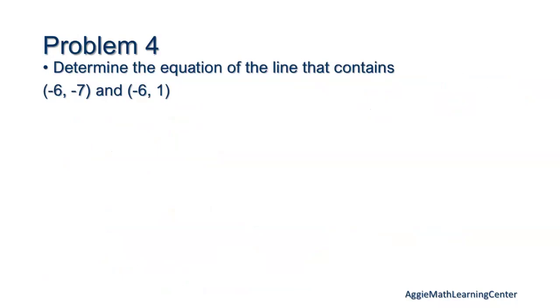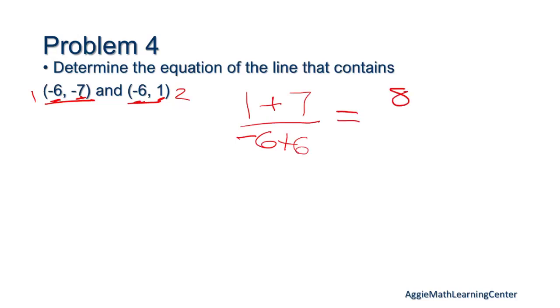Okay, so now here's another one. Let's just try the same thing. If we find their slope, I'm just going to say this is 0.1, this one is 2, just to make it simpler. So y2 is 1 minus y1 is 7, and then x2 minus x1 is plus 6. That gives us 8/0.